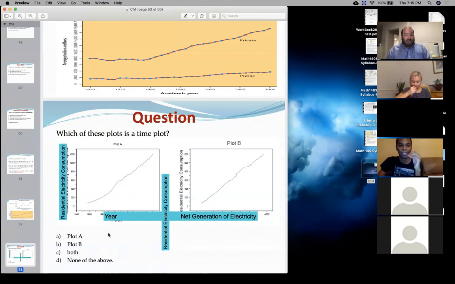Which of these plots is the time plot? A, B, both, or neither? I'm going to do go, and I'm going to do 5, 4, 3, 2, 1, go.